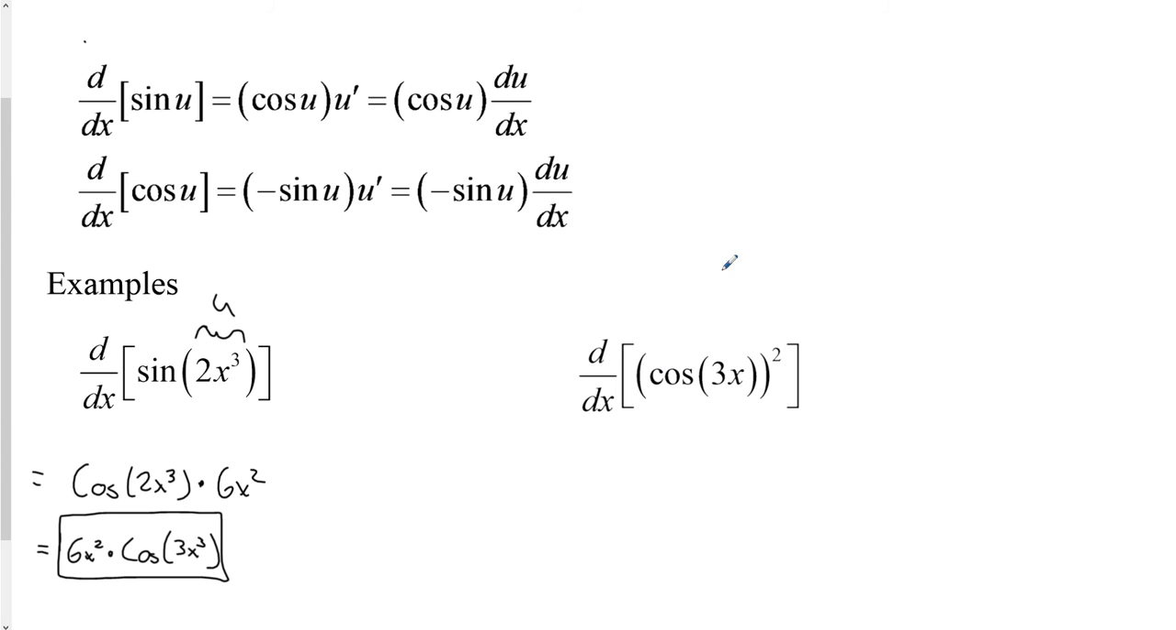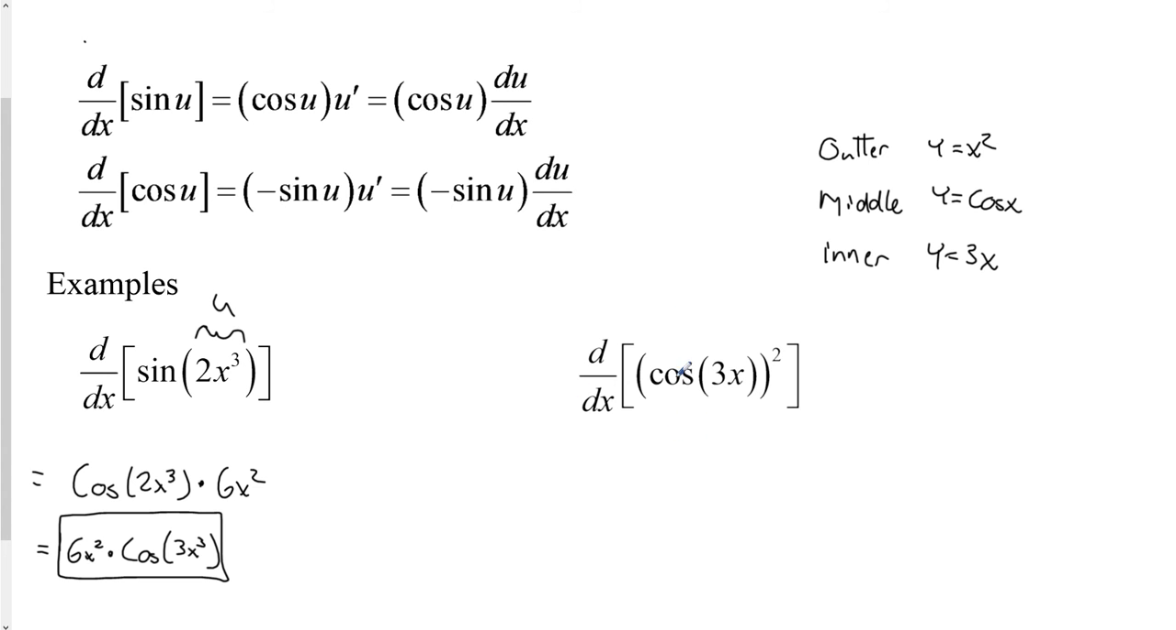The outermost function is going to be y equals x squared. My middle function is going to be y equals cosine x, and my innermost function is y equals 3x. So you can see that composition going on there. And so when I go to do my derivative of this, I've got to do the composition multiple times.